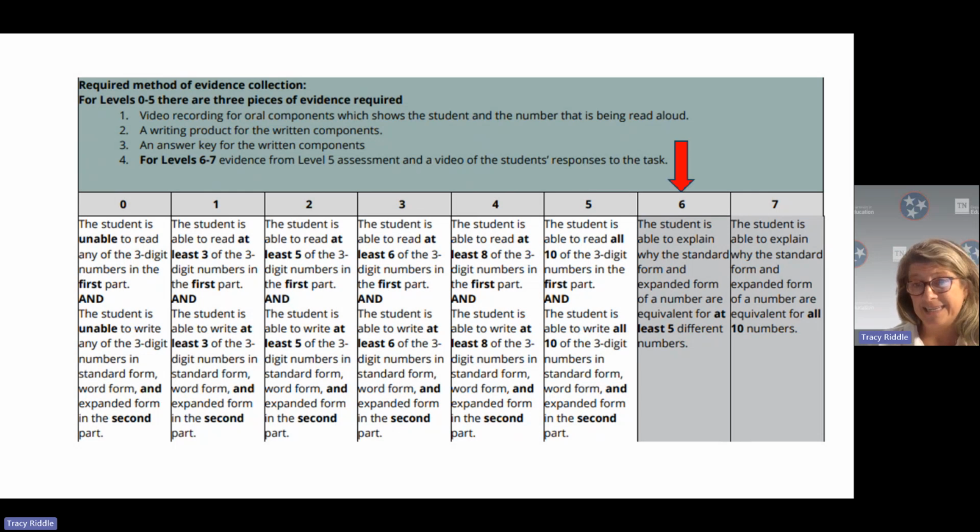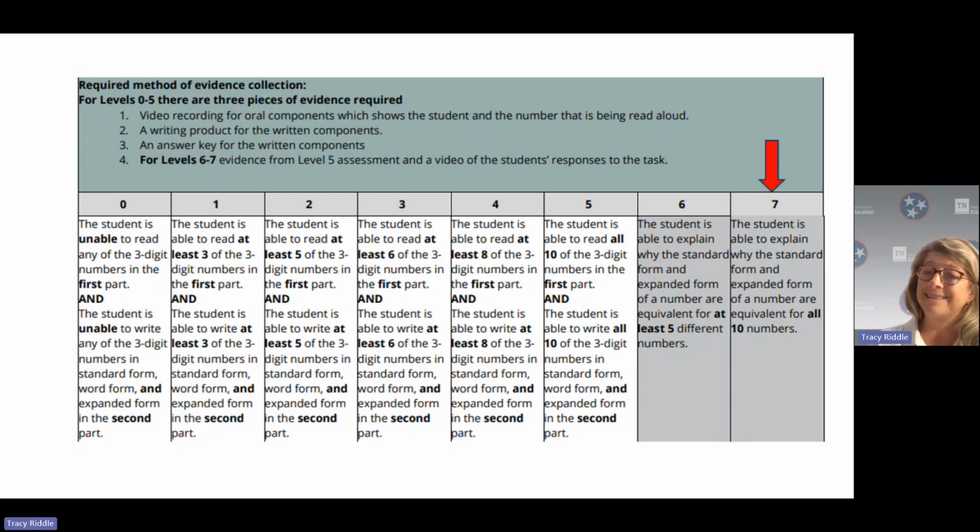At level 6, in order to score a 6, keep in mind you must submit evidence of level 5 along with the video of the student explaining why the standard form and the expanded form are equivalent, and they should get at least 5 correct. There are 10 numbers that they are going to explain. If they can explain at least 5, that's a score of a 6.